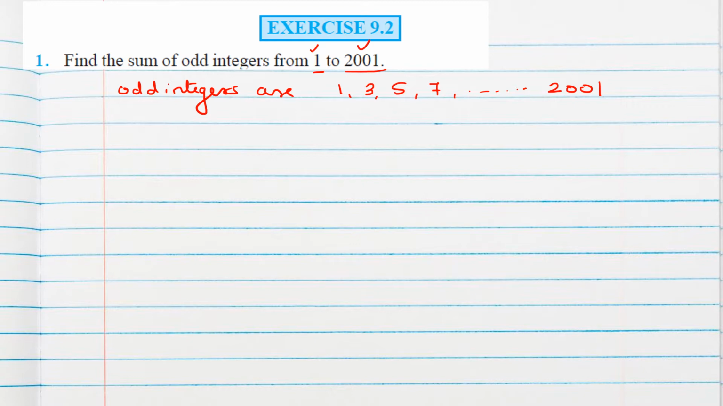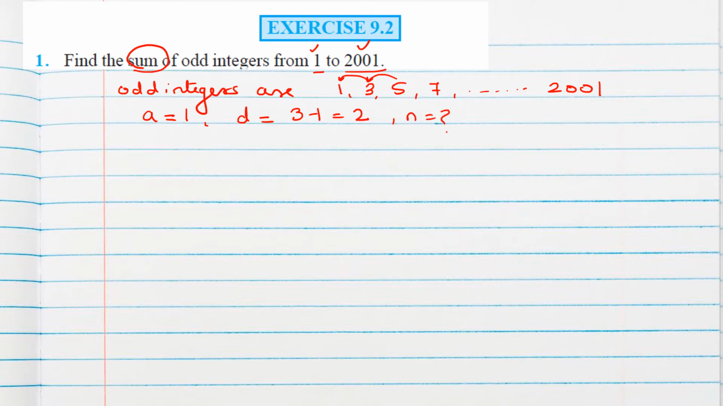So this is our AP now, where first term is a, which is 1, and d we can find by subtracting. Suppose you subtract the first term from the second term: 3 minus 1 equals 2, 5 minus 3 also 2, 7 minus 5 also 2. Sum we should find here. So for the sum, how many odd integers are there is not given. That means n is not given.